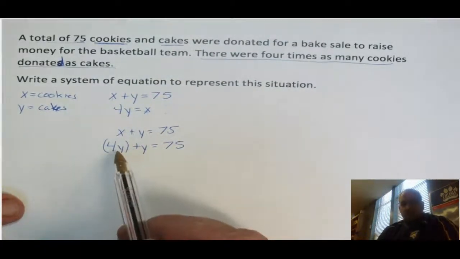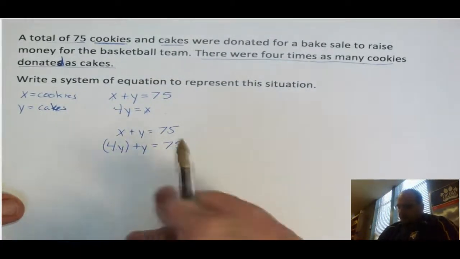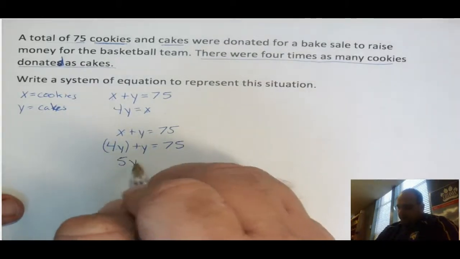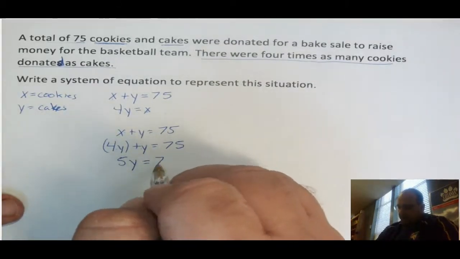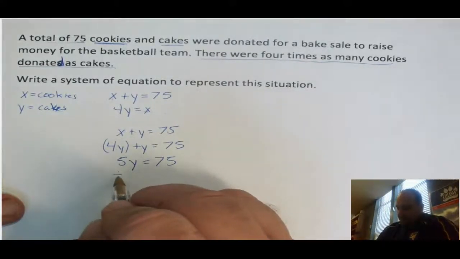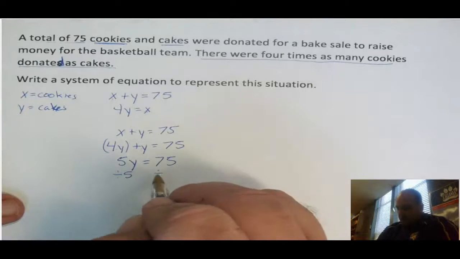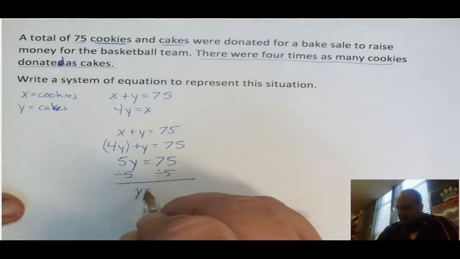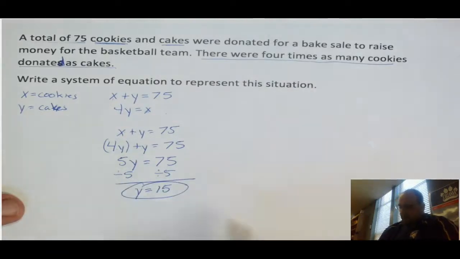Now I just go ahead and solve my equation. 4Y plus Y is 5Y. I combine like terms on the same side. 5Y is equal to 75. My next step is I'm going to divide by 5 when solving my equation. I get Y equals 15. So it tells me that the number of cakes is 15.